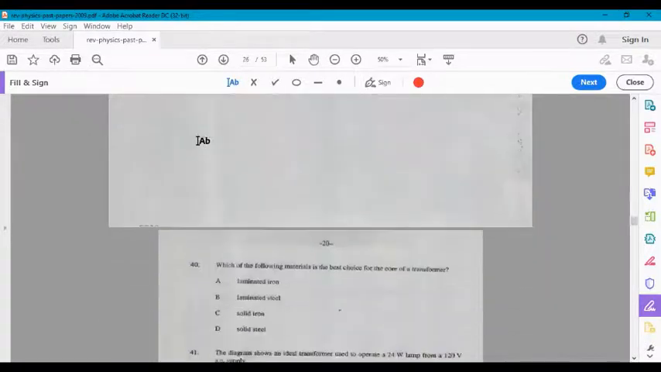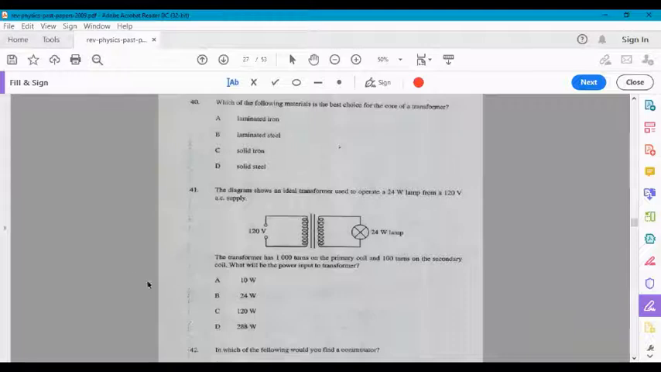All right, next question, number 40. Which of the following materials is the best choice for the core of a transformer? Laminated iron, laminated steel, solid iron, or solid steel? Okay, we want to say no to steel because we want our transformers to be efficient. And if we use steel, we're going to have to use a lot more electrical energy, a higher voltage, in order to magnetize steel, because steel is a hard magnetic material. So you want to go with a soft one.